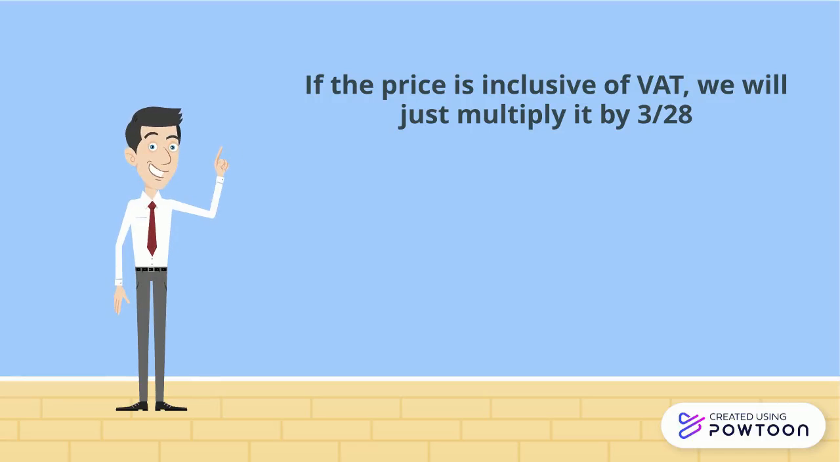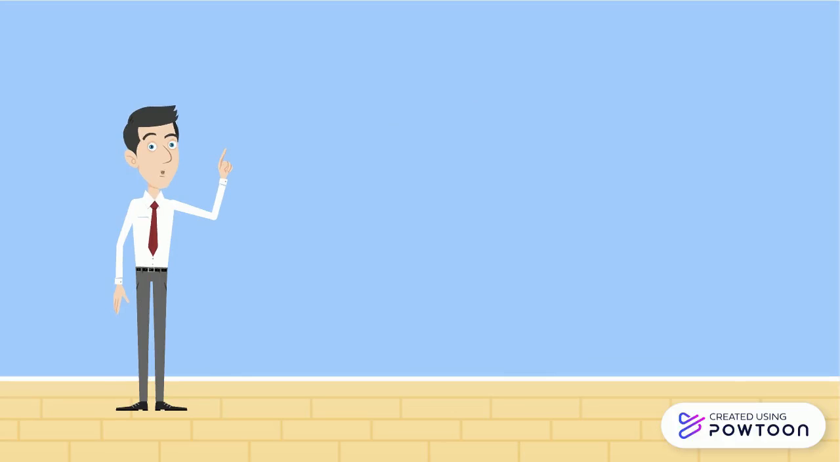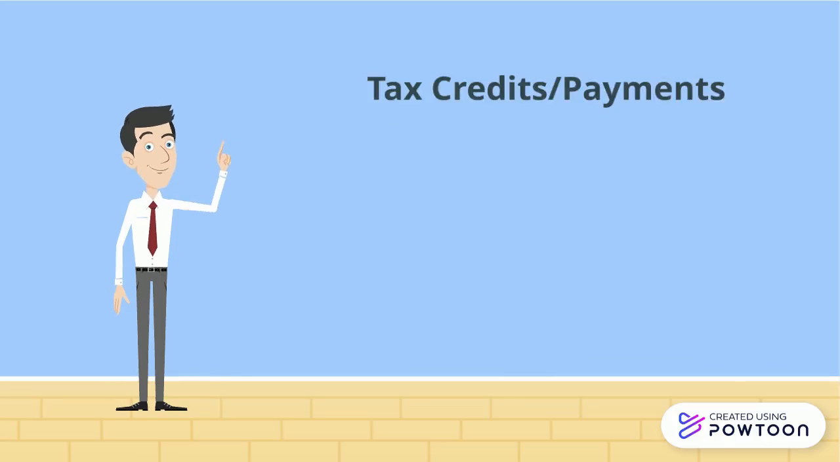We then subtract from output VAT the creditable input VAT so that the net VAT payable can be determined. Now that the net VAT payable is determined, we now head on to tax credits or payments.